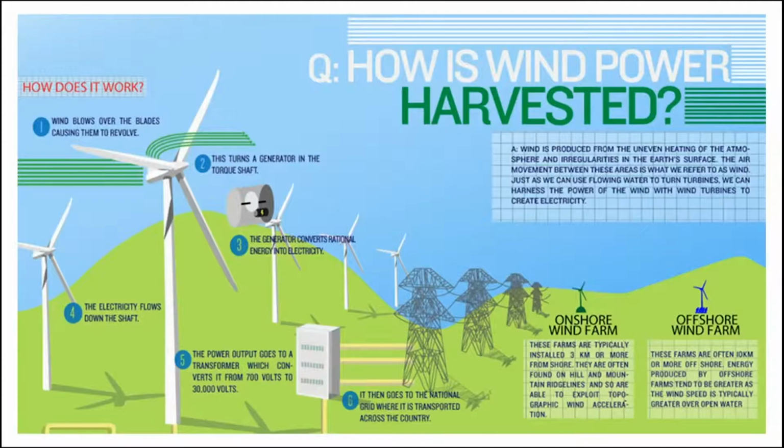Wind power involves converting wind energy into electricity by using wind turbines. It all starts when the wind blows across the turbine, causing the blades to spin. This turns a generator in the torque shaft, which converts the kinetic energy of the wind into electricity. The electricity flows down the shaft and goes to a transformer. Then it goes out to the national grid where it's transported around the country.